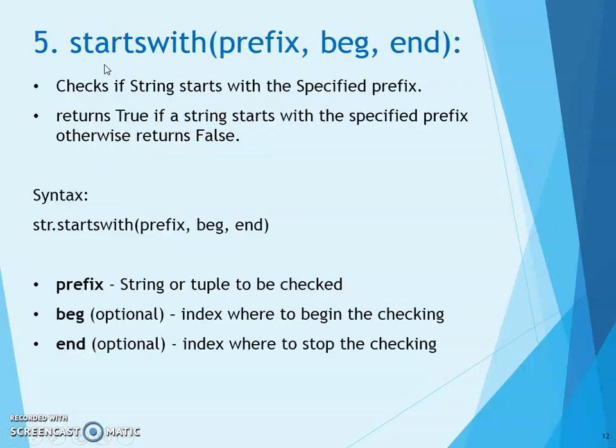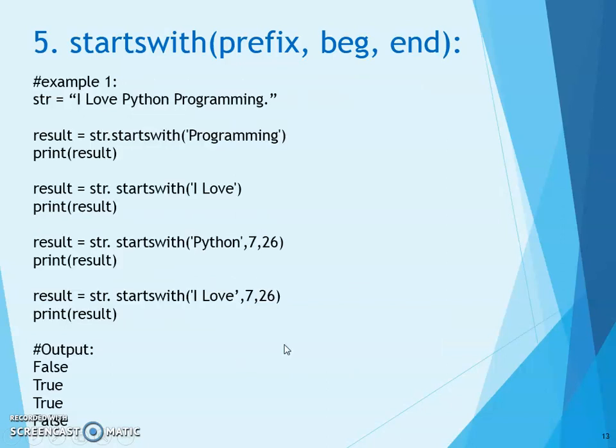The next method is startswith. This will check if a string starts with a specified prefix. If that string is starting with the specified prefix, then it will return true. Otherwise, it will return false. Prefix means a string or a tuple we want to check. Begin and end are where we want to start our checking and where we want to stop our checking respectively.